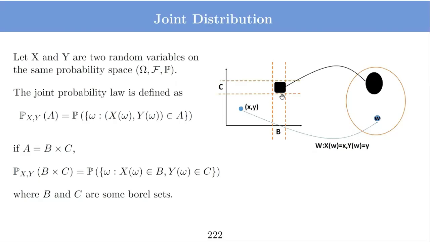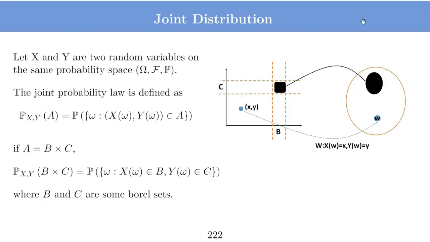Similarly, if you take any set A, which is made from many xy points, and these xy are actually mapped to one outcome. So if I take this complete set, this will map to an event in the sample space. So this is the joint pre-image.